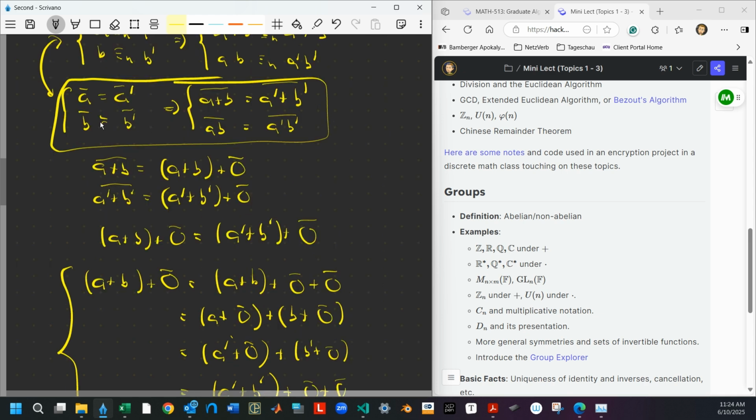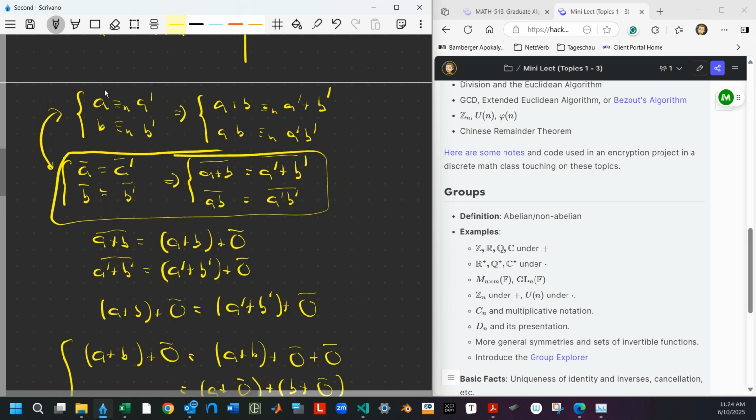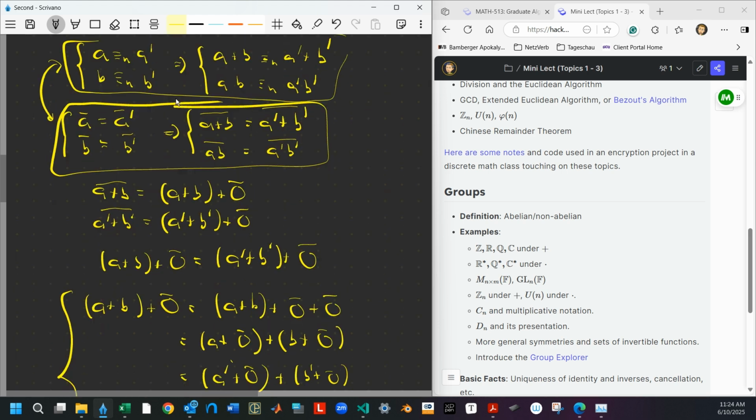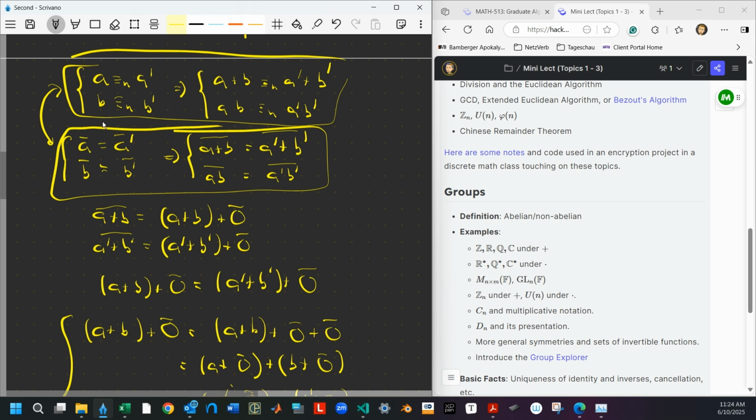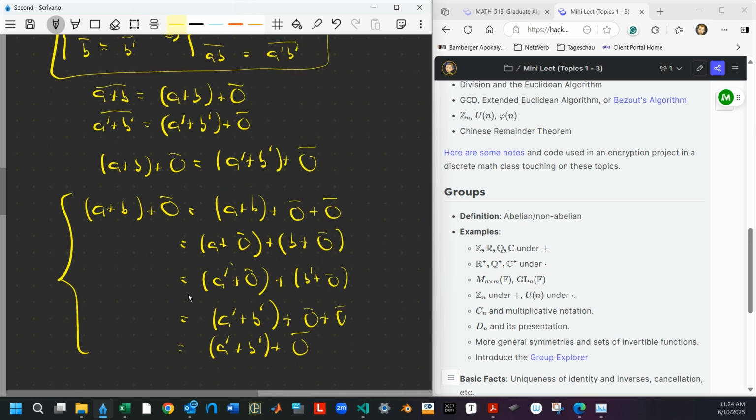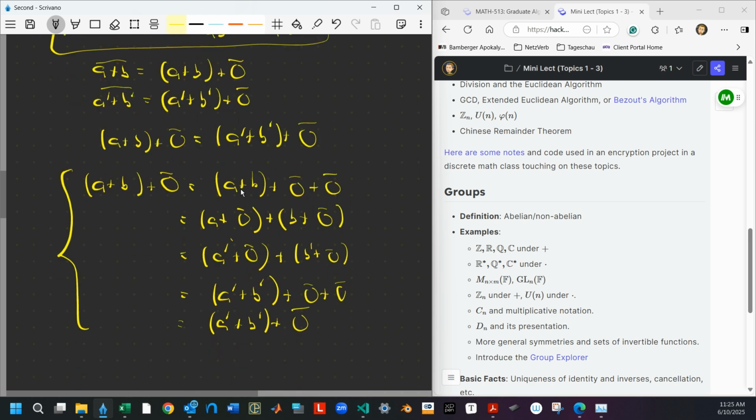So the way I did this one up here is I said we'll convert this into n divides a minus a prime, n divides b minus b prime, and show that n divides a plus b minus a prime plus b prime. Same thing for the next one. So that was using division and using this equivalence relation. Here I'm actually using these objects, which are equivalence classes. So this looks like a very different argument, but essentially somehow the math is the same in there.